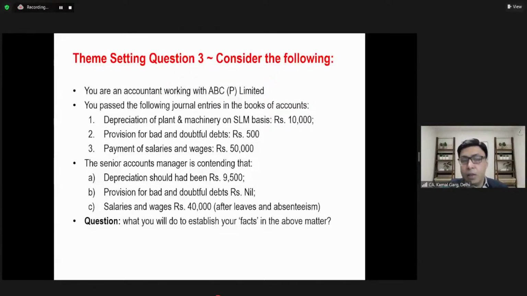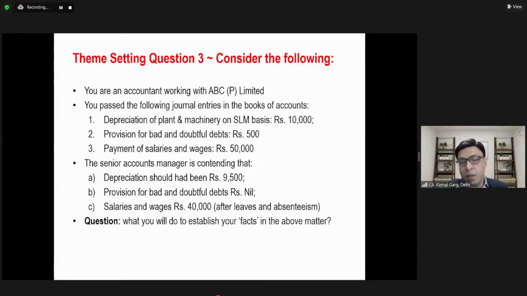Now what happened? The senior accounts manager is contending that depreciation should have been rupees 9,500. Provision for bad and doubtful debts, rupees nil. And he's also contending that salaries and wages should have been rupees 40,000 after leaves and absences. So the question again is the same. As an accountant, how will you protect yourself from the questions being raised by the senior accounts manager?